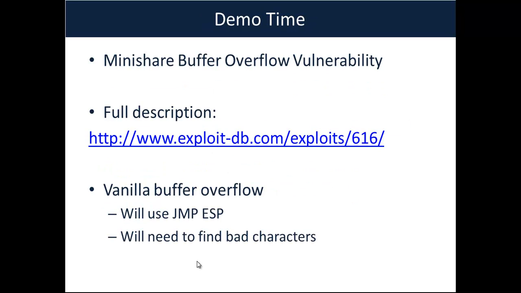So now I think we have enough theory in place, so we will look at real life vulnerabilities, and what we will take up is the Minishare program. The full description of this exploit is available on exploit-db, and this is a vanilla buffer overflow where we will use jump ESP as we did in the previous video. However, we will need to find the bad characters for this specific program. One important difference is that now we do not have any access to the source code.